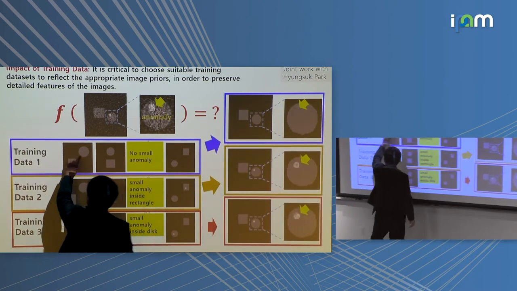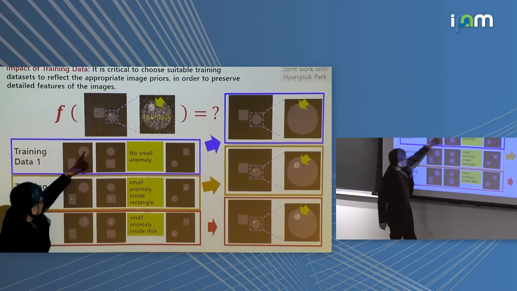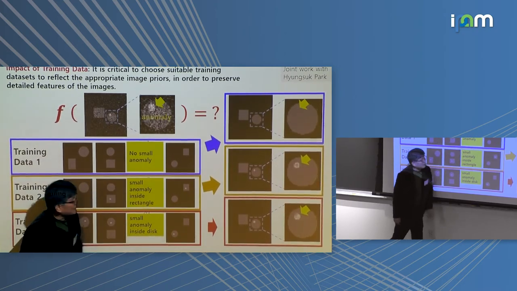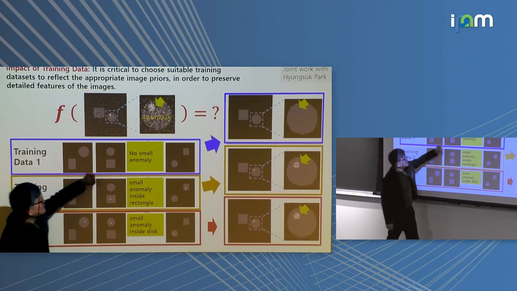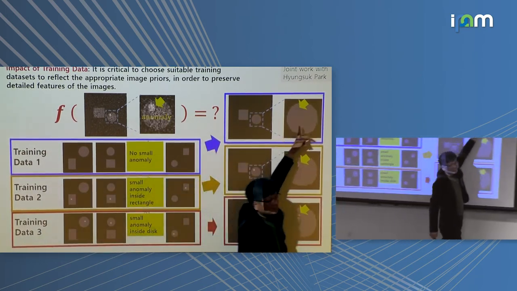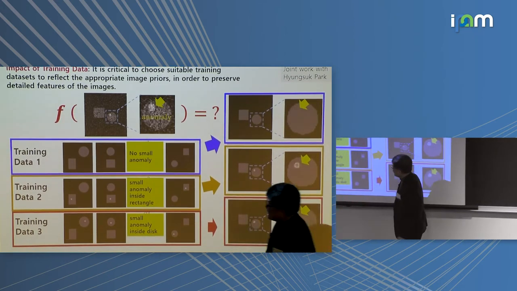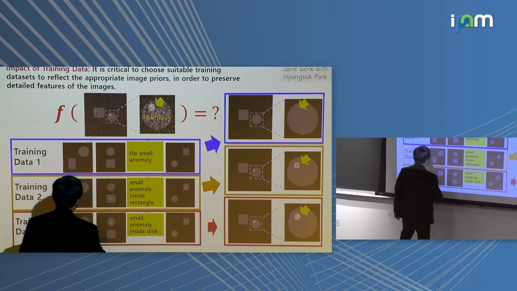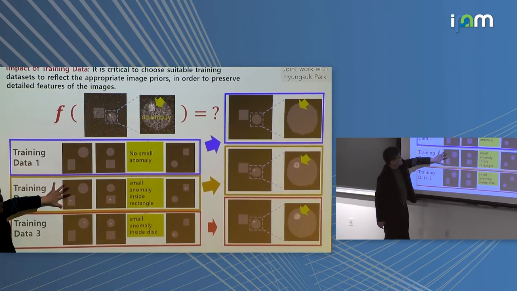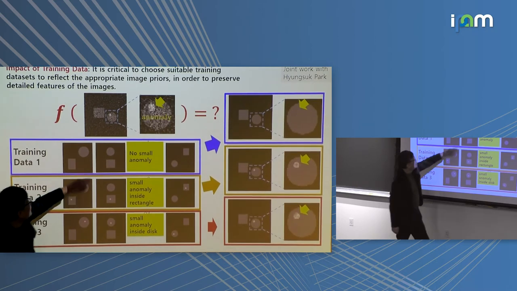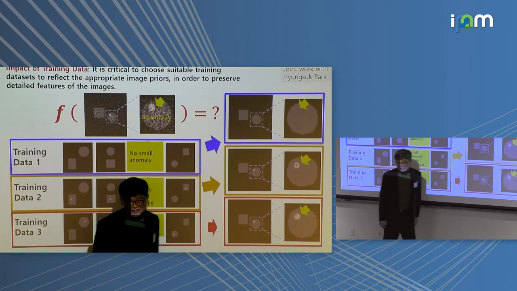Here, look at that. This is a disk and a rectangle. There is no anomaly inside of the rectangle. So if you train on this data set, this is the result that removes the small anomaly. But the second training set has the anomaly in the rectangle. So if you train the F using this training data set, although there is an anomaly in the disk, they recover that one.